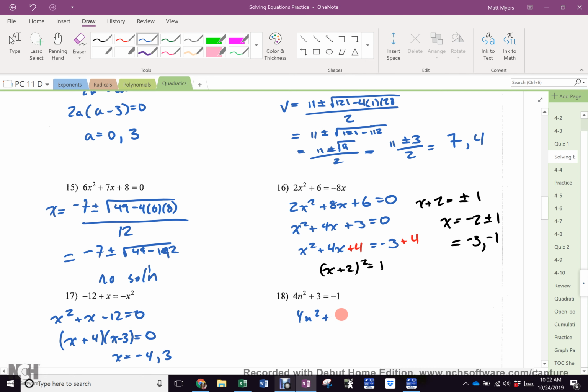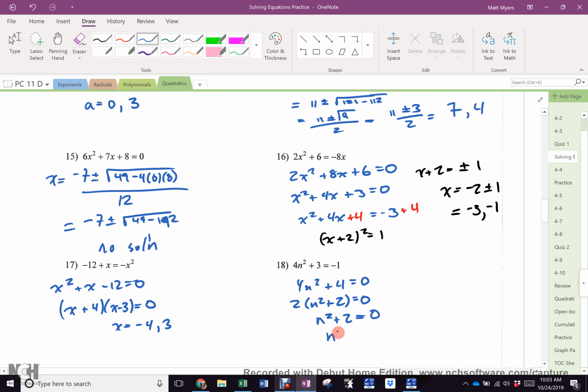4n squared plus 4 equals 0. That is, of course, 2n squared plus 2 equals 0. Divide by 2. N squared plus 2 equals 0. N squared equals negative 2, which of course can't work, so no solution.